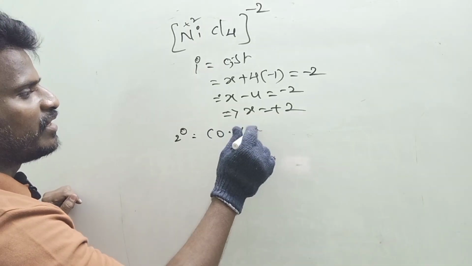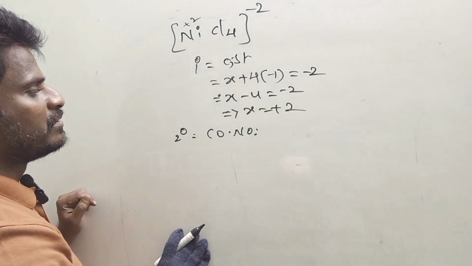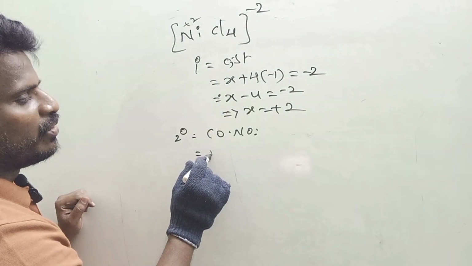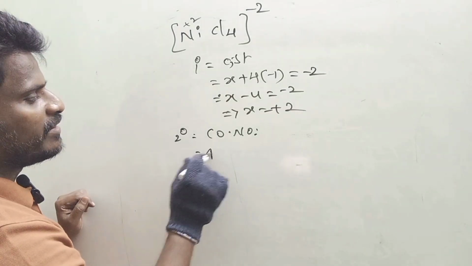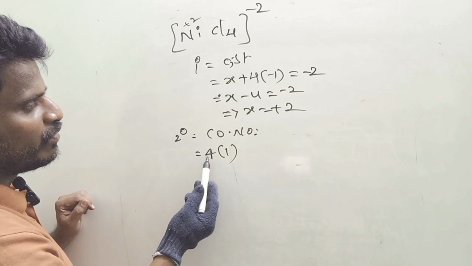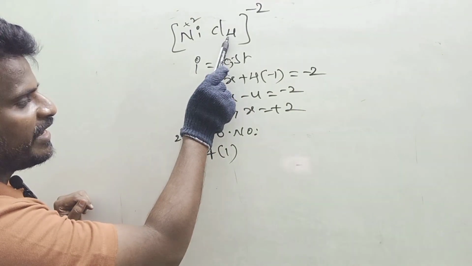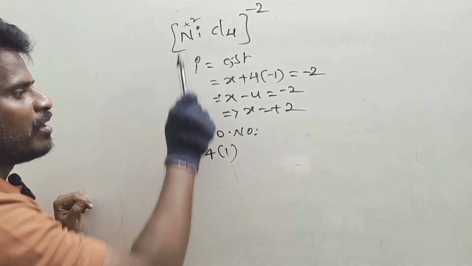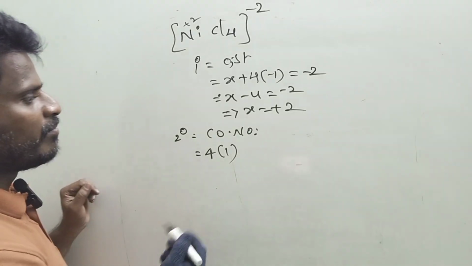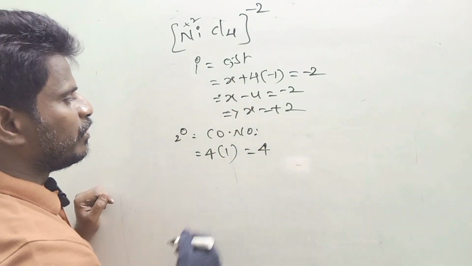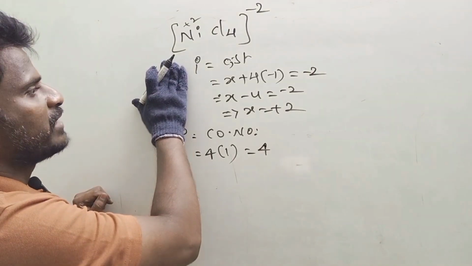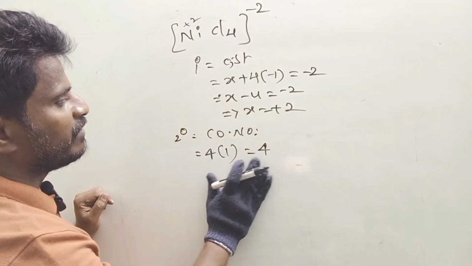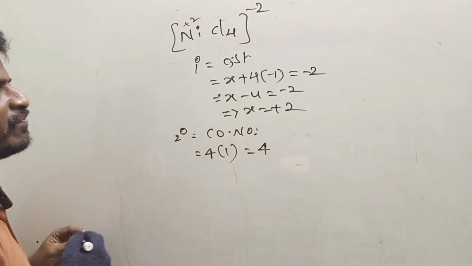Secondary valency is the coordination number. And here 4 chlorines are there. Each chlorine is monodentate. Then 4 into 1. Here 4 indicates the number of chlorine ligands, and 1 indicates each chlorine makes one bond, that is monodentate. Then 4 into 1 is equal to 4. For this complex, primary valency is oxidation state +2 and secondary valency is coordination number 4.